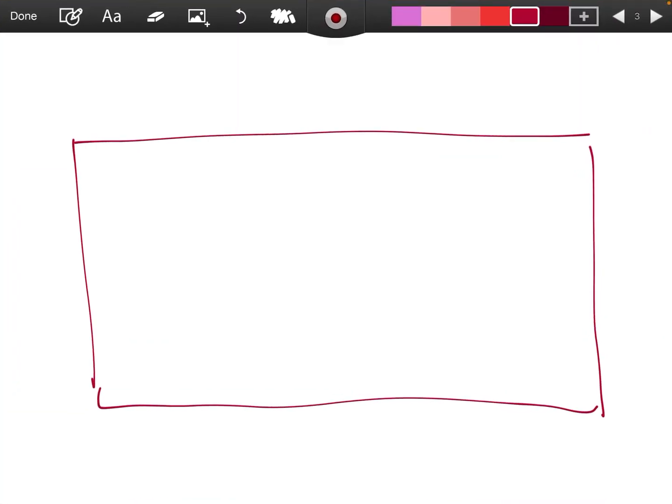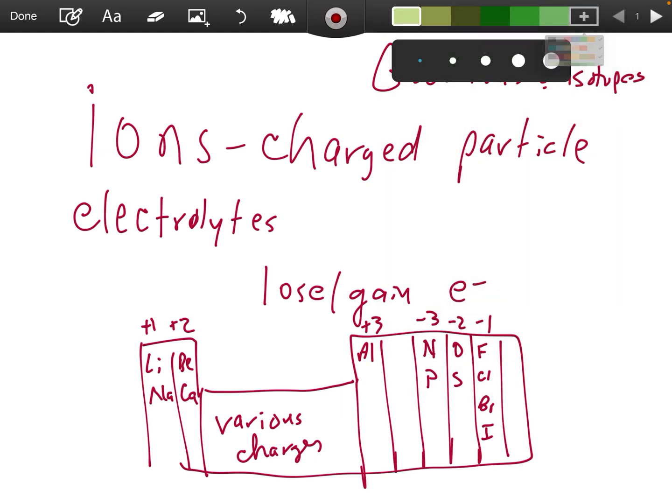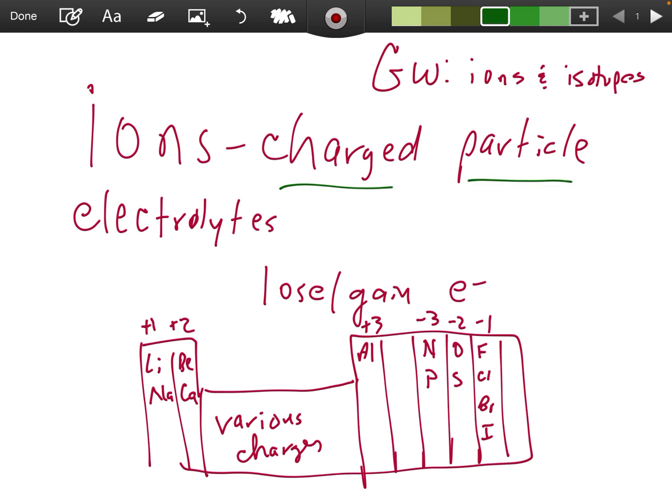All right, this is going to be for GW ions and isotopes. Ions are charged particles. Electrolytes are ions. Ions will conduct electrical signals. Your body needs electrolytes or ions for each of the cells to function.